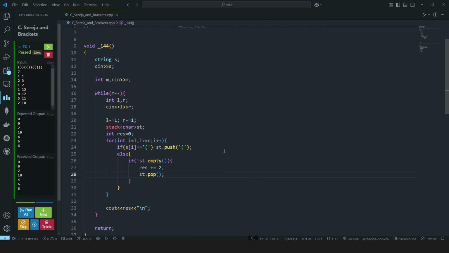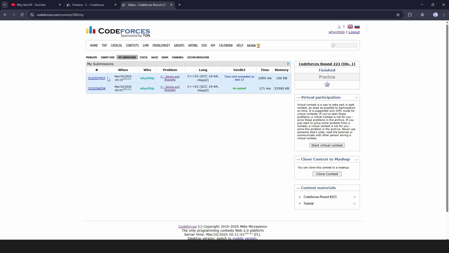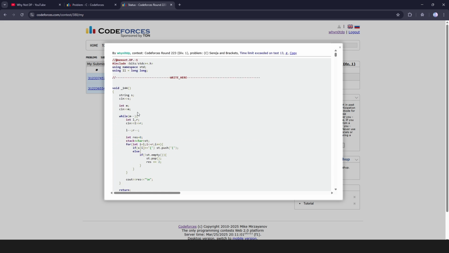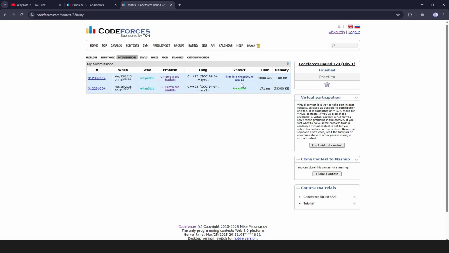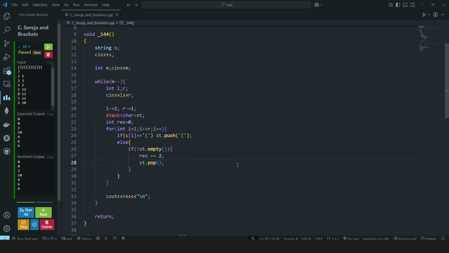And if you try to submit this solution, then you will definitely get a TLE. So I'm not going to submit this, but I have submitted this earlier. So let me show you that. As you can see, I have submitted this TLE solution here and I got a TLE on test 13, right? So this will definitely give a TLE. Why is this giving a TLE?